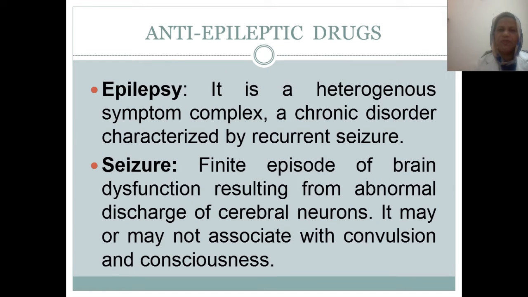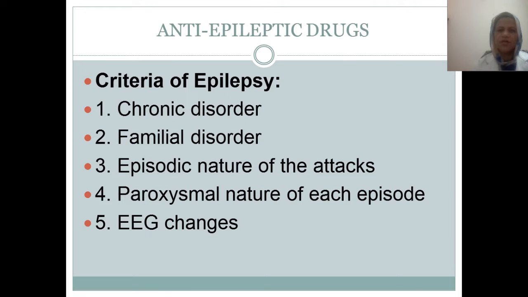Epilepsy is a heterogeneous symptom complex, a chronic disorder characterized by recurrent seizures. Seizure is a finite episode of brain dysfunction resulting from abnormal discharge of cerebral neurons. It may or may not be associated with convulsion and loss of consciousness. Now, the criteria of epilepsy: it's a chronic disorder, familial disorder, episodic nature of the attacks, paroxysmal nature of each episode, and electroencephalogram changes.